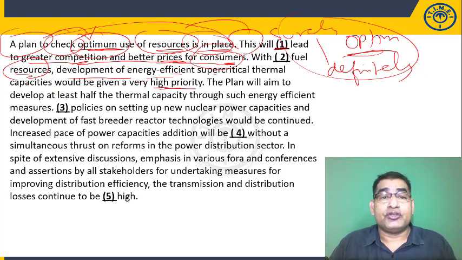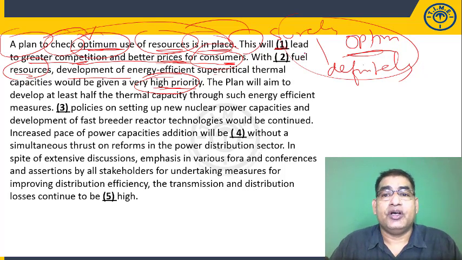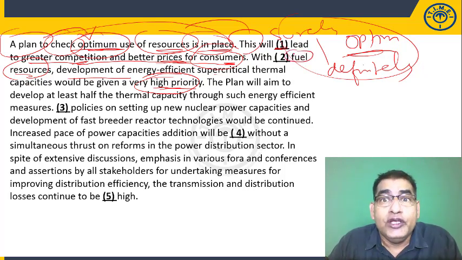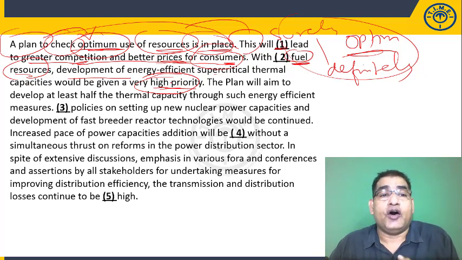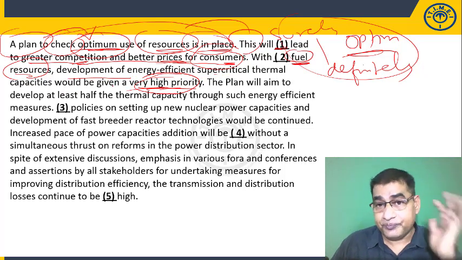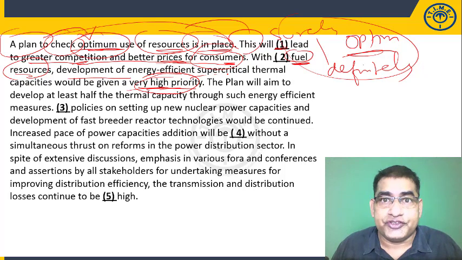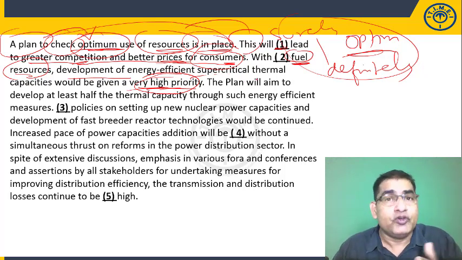When would such a thing be given high priority? In what status or state or condition of fuel, or what I mean to say is, what state of affairs should these fuel resources be in when the government or people concerned should give high priority to energy efficient thermal capacities? Obviously it's like we are looking for alternative sources of resources. When would we be doing that?